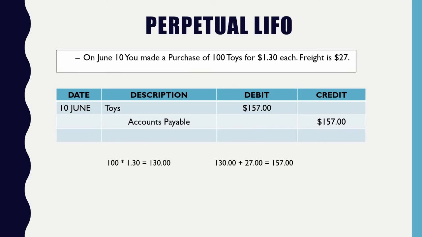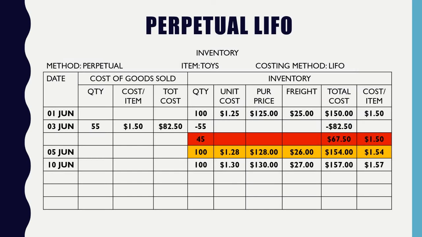And then the next scenario here says that on June 10, we end up purchasing another 100 toys at $1.30 with a freight of 27. So in this case, we plug that in and we identify that it's going to be this batch here.